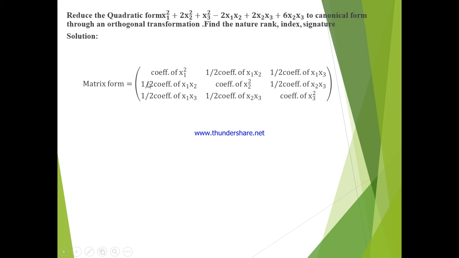The formula is: coefficient of x1 square, half into coefficient of x1x2, half into coefficient of x1x3; half into coefficient of x1x2, coefficient of x2 square, half into coefficient of x2x3; half into coefficient of x1x3, half into coefficient of x2x3, coefficient of x3 square.